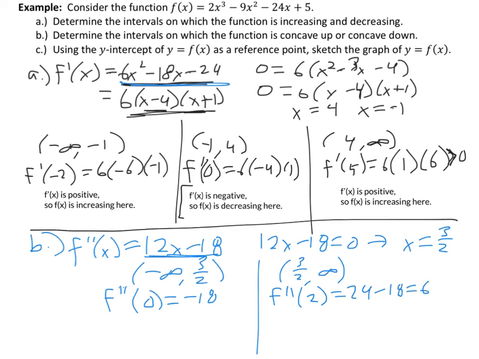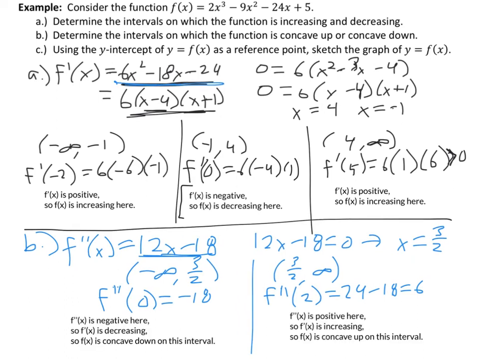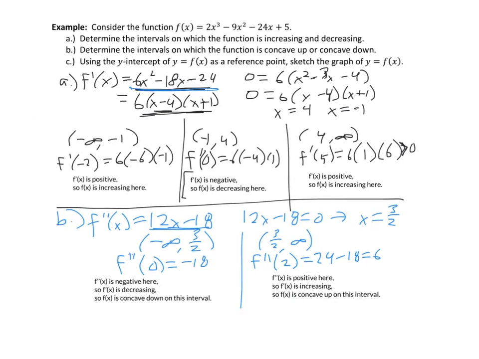Great, so that's positive. So again, I can sort of write my statements underneath for my analysis. All right, so I've got my analysis. I can see where this thing is concave down and where it's concave up. Now we want to move into part C. It says, using the y-intercept of f of x as a reference point, sketch the graph of y equals f of x. Right? So I'm going to make some more room for myself here.